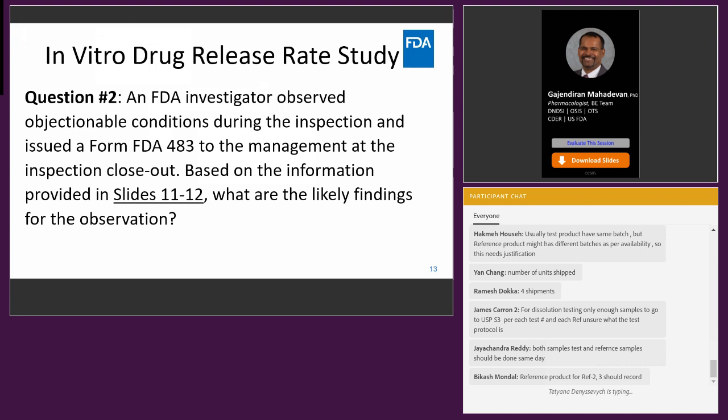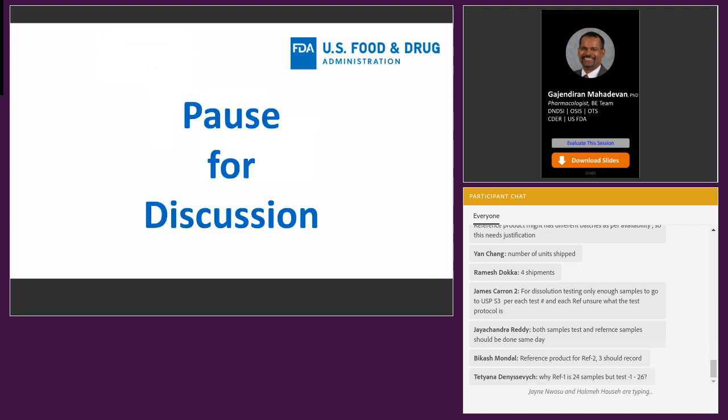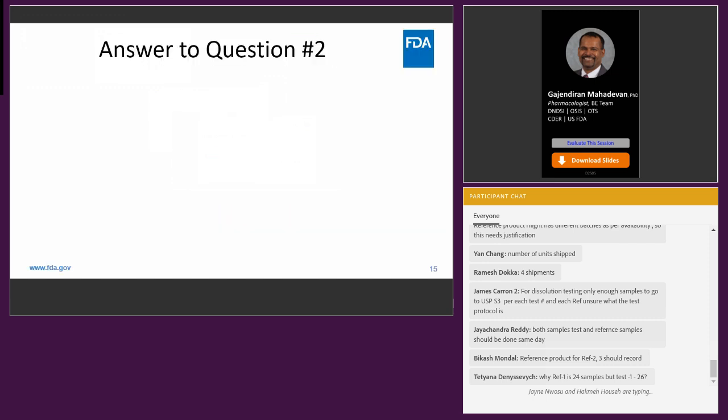An FDA investigator observed an objectionable condition during the inspection and issued a Form FDA 483 to the management at the inspection closeout. Based on the information provided in slides 11 through 12, what are the likely findings for the observation? Let me go over the answer to question number 2.